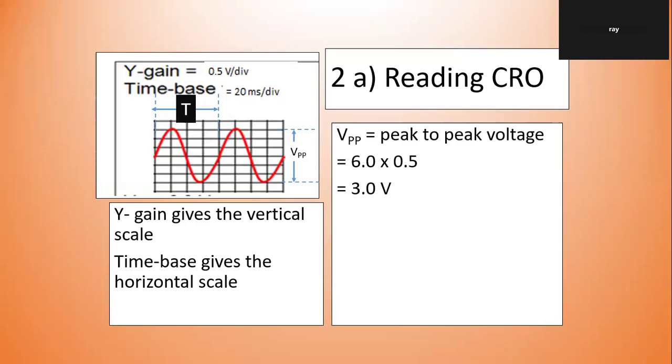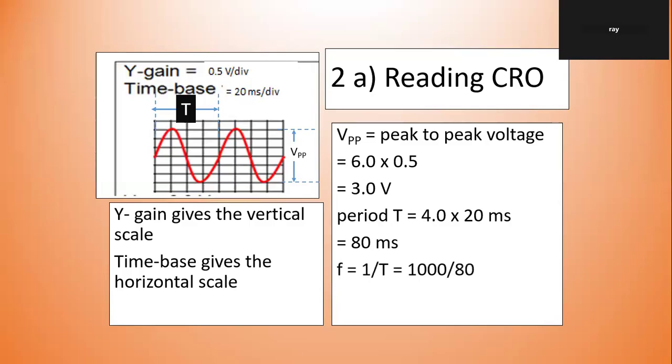Find the period first. 4 times 20. 4 times 20 is in millisecond. How is the frequency? 1 over 80. Right? You have to convert it. So 1 over 80, 80 millisecond.